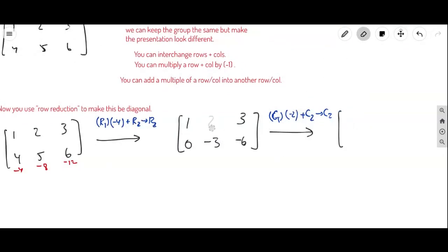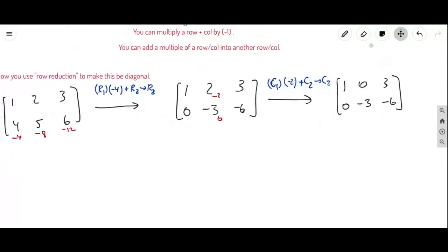Column 1 by -2, so 1 times -2, so this is -2, this is 0. Now if you add those numbers, you have 1, 0, 0, -3, 3, -6, like this. Then you can of course get rid of the negative in the second row. So you can go like this. So this would be 1, 0, 0, 3, 3, 6.